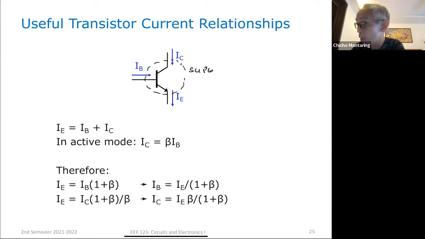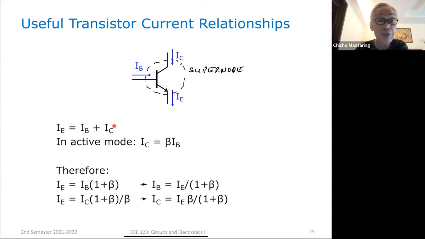So you think about that like a supernode. Then ang ibig sabihin yan is IE, the current leaving, should be equal to the current entering, IB plus IC. So you have this relationship. And if this transistor is in active mode, then you also have this relationship: IC is equal to beta times IB. So if I combine these two equations, I get IE is equal to IB multiplied by 1 plus beta, no? Just combining these two, eliminating IC.